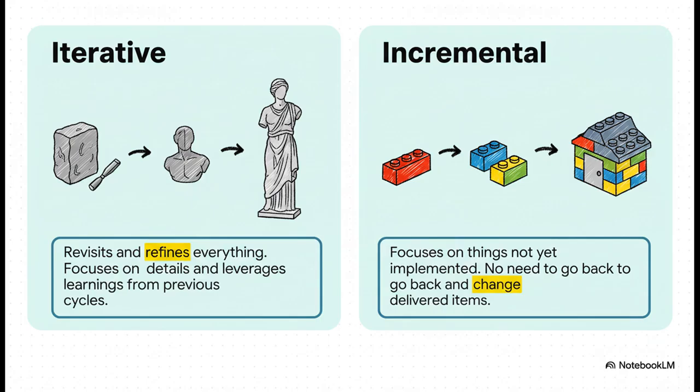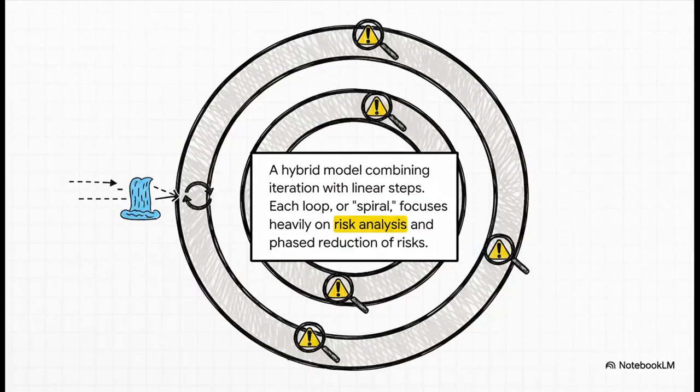Like building with Legos, you add one complete block after another. So remember, iterative refines, incremental adds. So what happens when your project is gigantic, super complex, and really high risk? That's where the spiral model comes in.